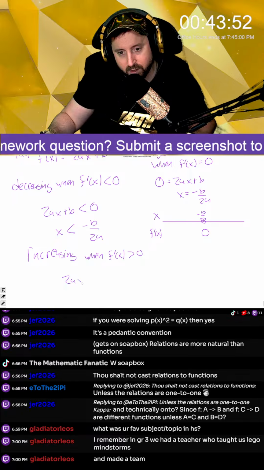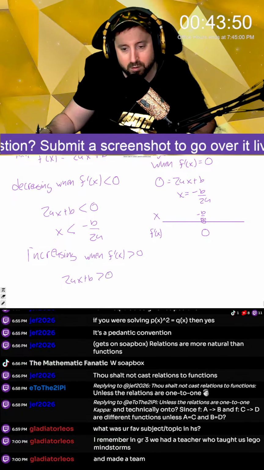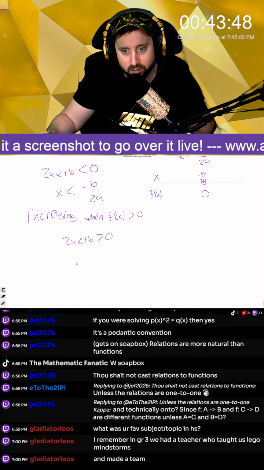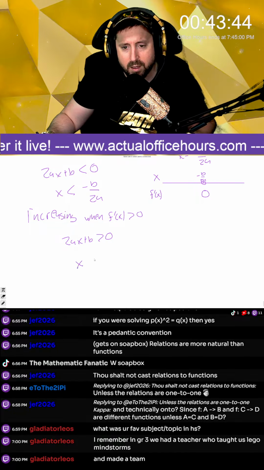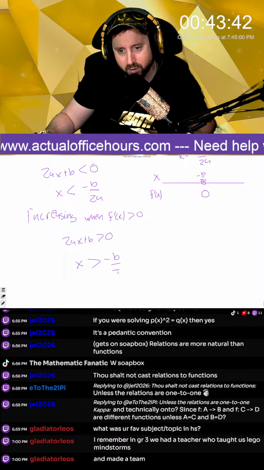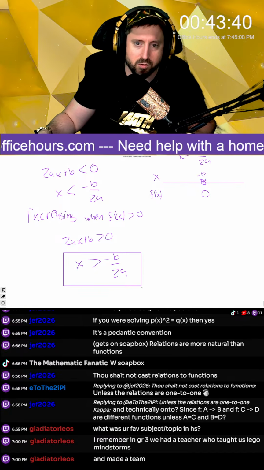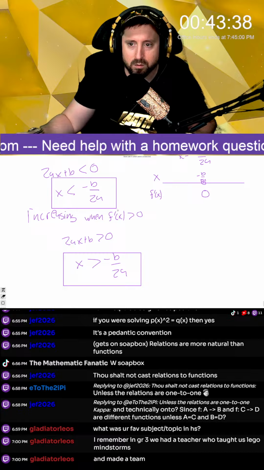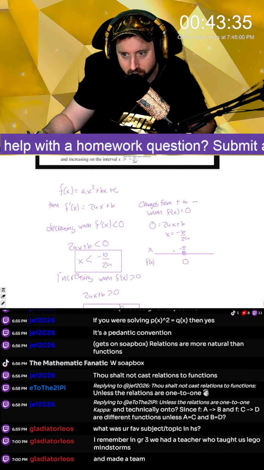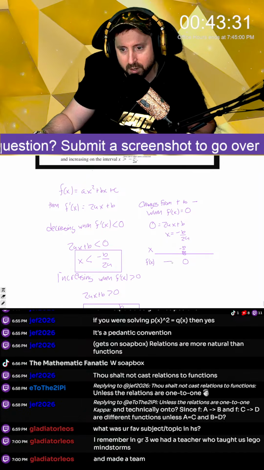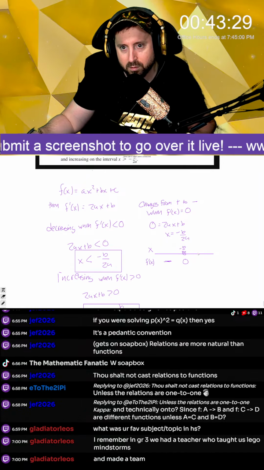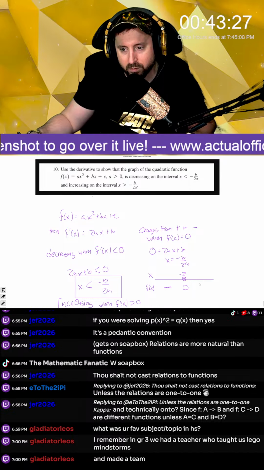So, 2ax plus b is greater than 0. Move things over. x is greater than negative b over 2a, which I think are the two things you wanted to prove. You could also plug values in here if you wanted to. This is negative, this is positive.